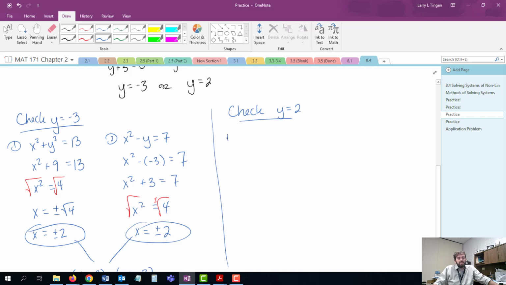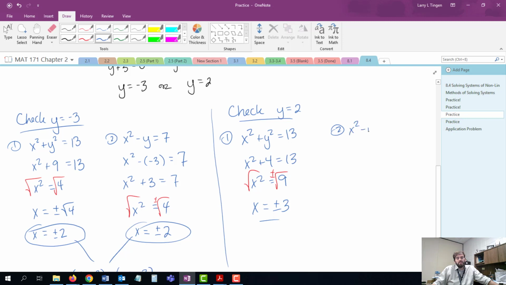So if I check +2, I'm going to go to the first equation. X squared plus y squared is equal to 13. Y is 2, 2 squared is 4. Subtract 4 from both sides. X squared is 9. Take the square root of a number, you have to consider positives and negatives, so that's plus and minus 3. Hey, we've seen that before. So one of them gives me back 2 answers. Does the other one give me back the same 2 answers?